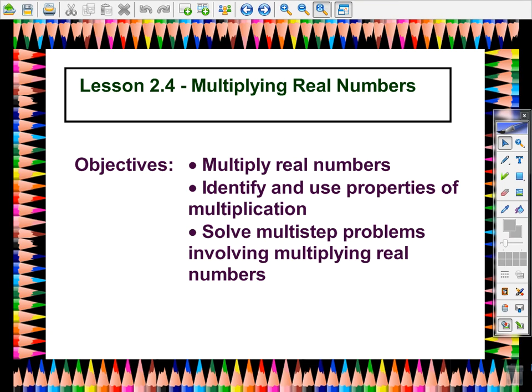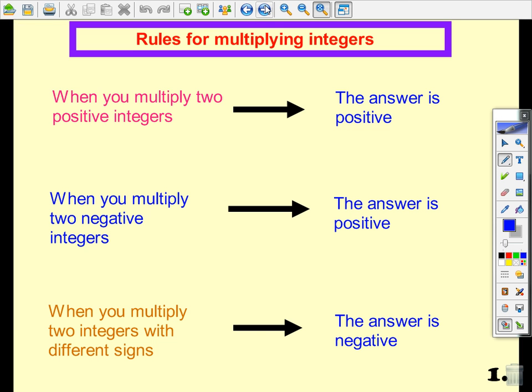Hello everyone, today we're going to learn how to multiply real numbers. We're also going to identify and use properties of multiplication and solve multi-step problems involving multiplying real numbers.